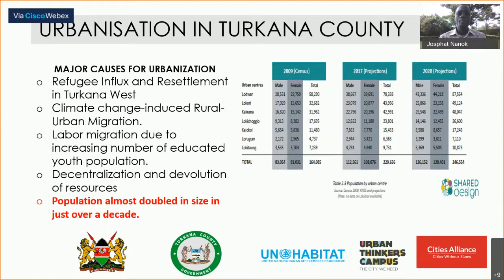Basically, the bigger push for this is the influx of refugees and settlements in Turkana West, and rural-urban migration, mainly influenced by climate change. And of course, we now have a huge youthful population that has gone to school, increasing opportunities in the refugee camps and within the county, which has led to labor migration from both the rural areas of Turkana and from outside Turkana. And of course, devolution has played a key role in providing more opportunities and resources that are spent within the county, much of it on service delivery within the urban areas. Move on.